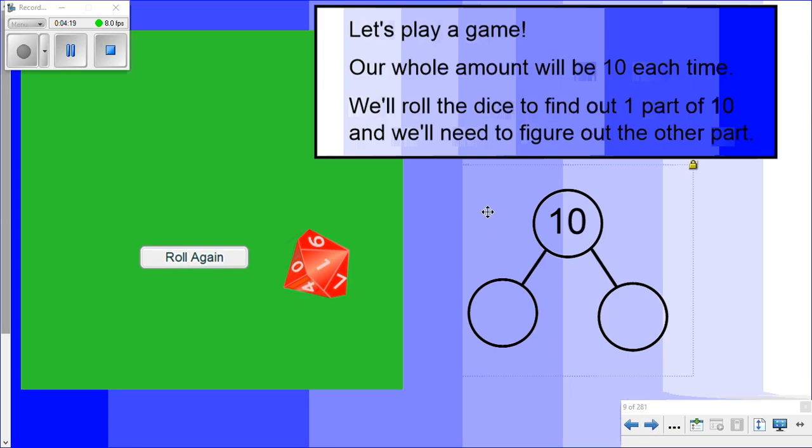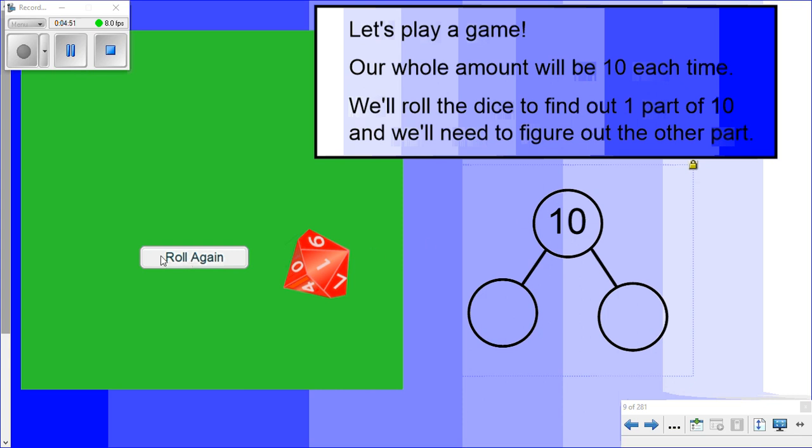So let's play a game. Our whole amount will be 10 each time. We'll roll the dice to find out one part of 10, and we'll need to figure out the other part. So I have a special 10-sided dice here for us to play. So if you have your paper or whiteboard all set up with some number bonds, we'll take care of doing one right now. So our whole amount is going to be 10.